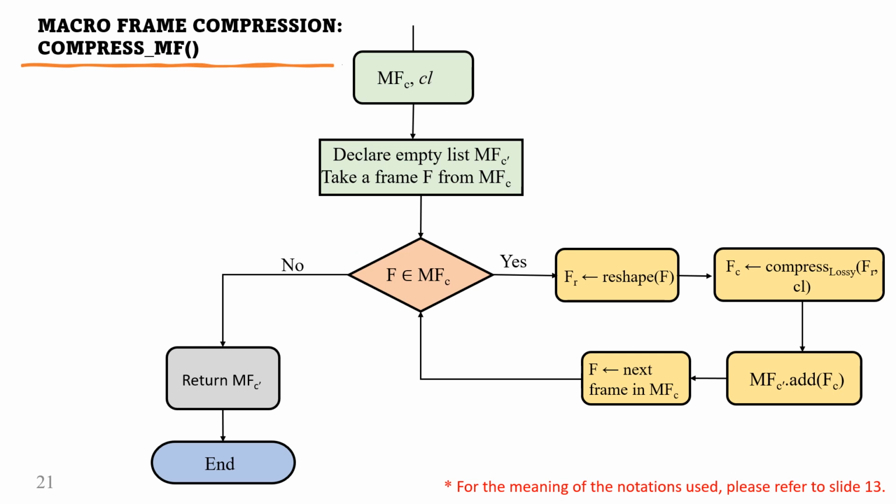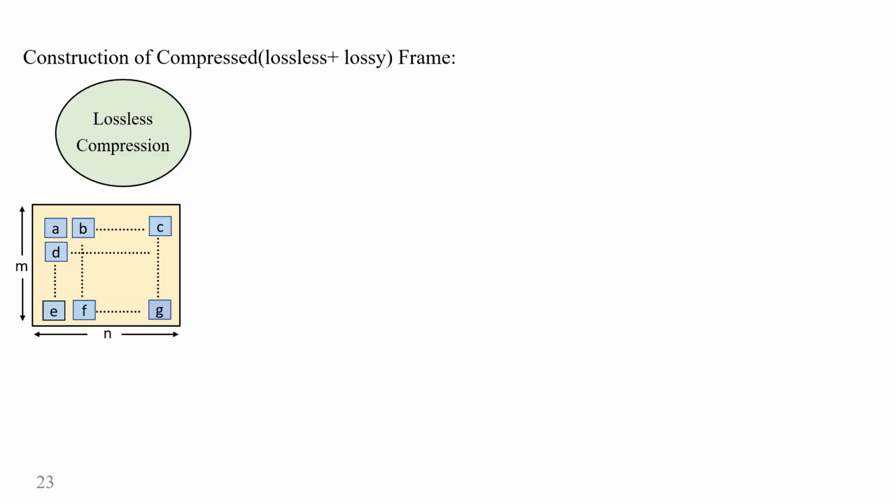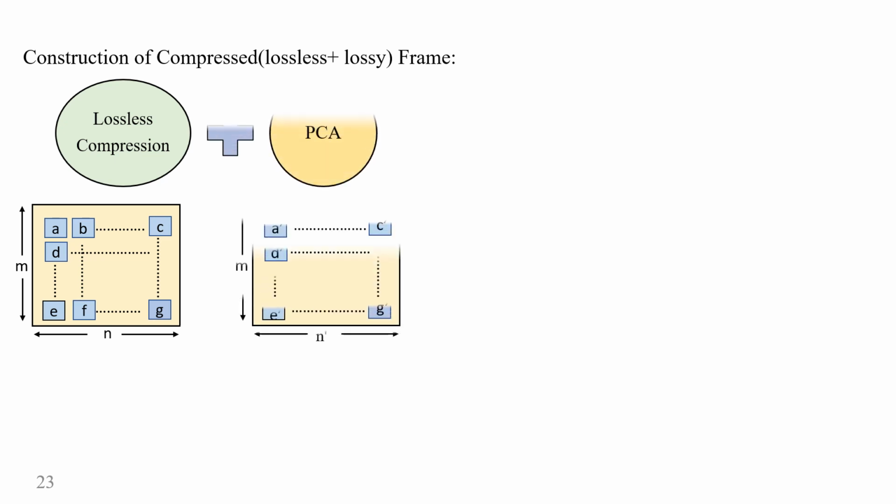Please refer to this slide to find the meanings or definitions of the notations which we have used while explaining our algorithm. So the first step in the construction of a compressed frame is lossless compression followed by the PCA dimensionality reduction algorithm. In CAN, the signals are highly correlated, so we apply PCA for dimensionality reduction.